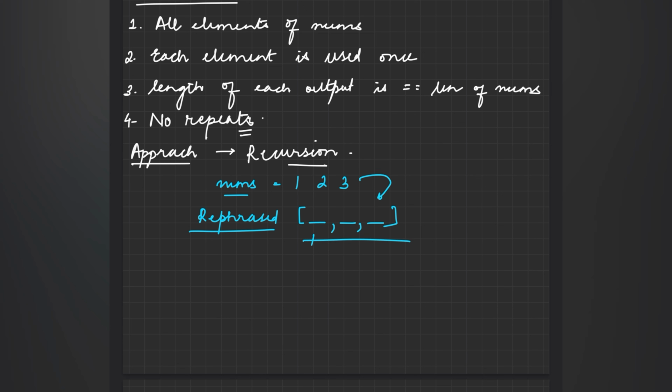In other words, the first slot can be filled by candidates 1, 2, 3. Similarly, the second slot can also be filled by candidates 1, 2, 3. And same goes for the third one. But what we have to understand here is that we cannot repeat a character. So which means if I have used 1 in the first slot, I cannot use 1 in any other slots. All right. With that understanding, let's try and create the tree.